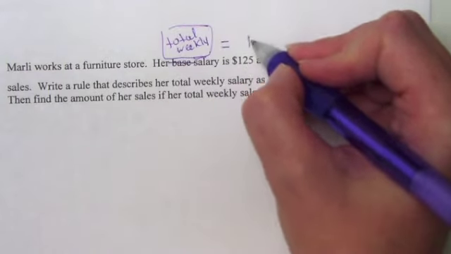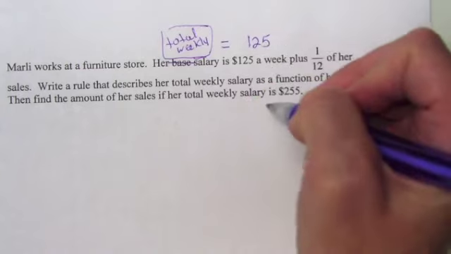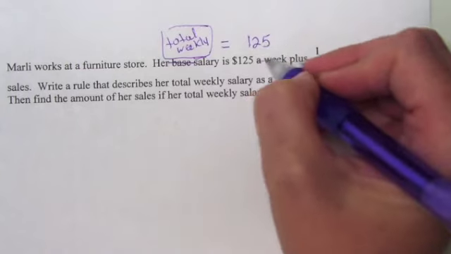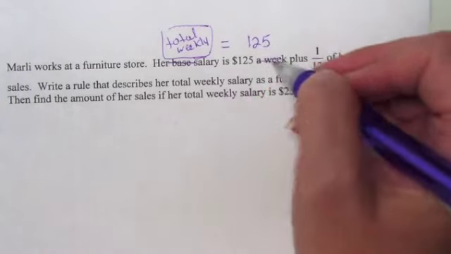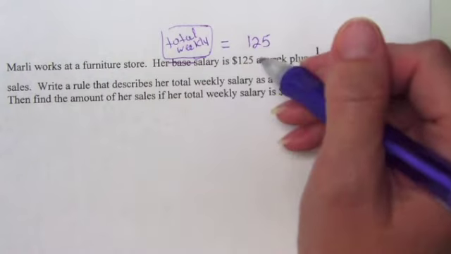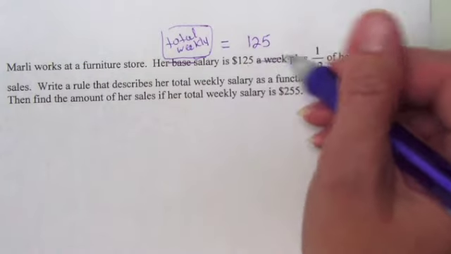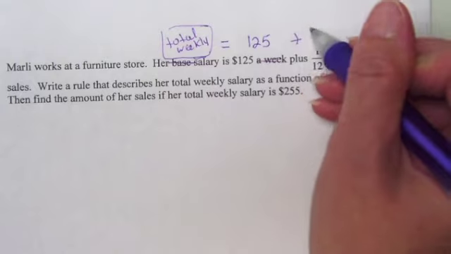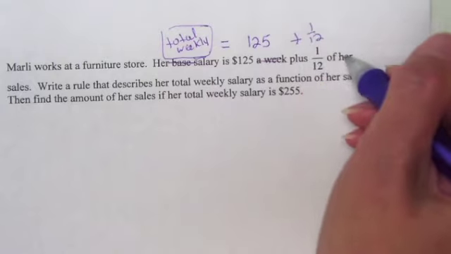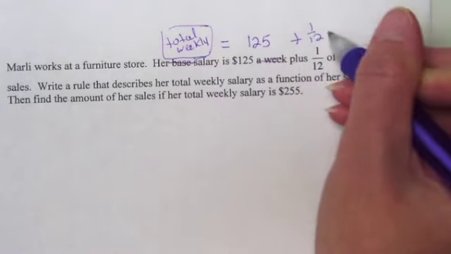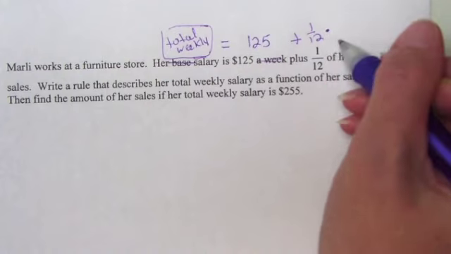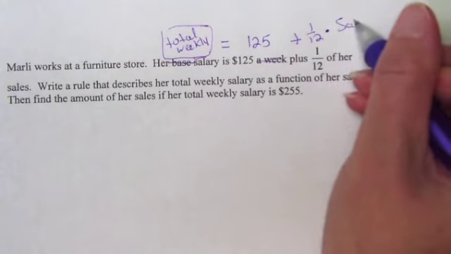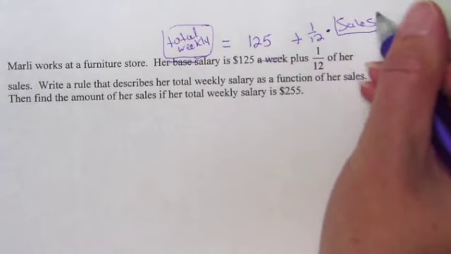125 a week. So we have 125 a week. We don't need a variable for a week because we're looking at a weekly salary. So we know it's 125. Plus, that's going to be a plus sign, 1/12 of her sales. So of is usually multiply, which means multiply. Of is multiply. And then her sales, which we're going to have to come up with a variable for.